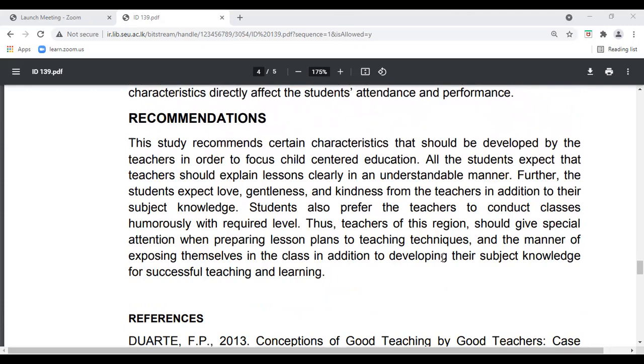Thus, teachers of this region should give special attention, when preparing lesson plans, to teaching techniques and the manner of exposing themselves in the class, in addition to developing their subject knowledge for successful teaching and learning.